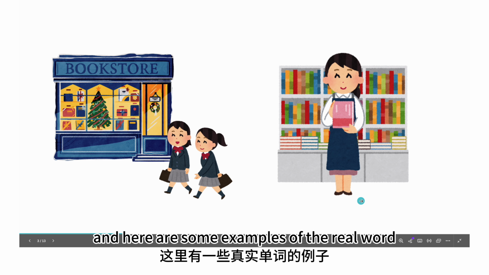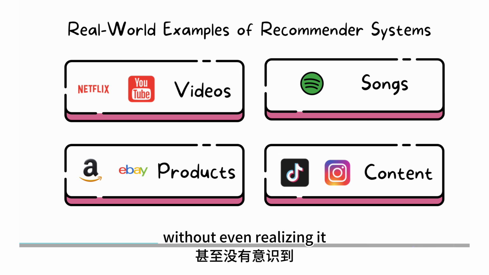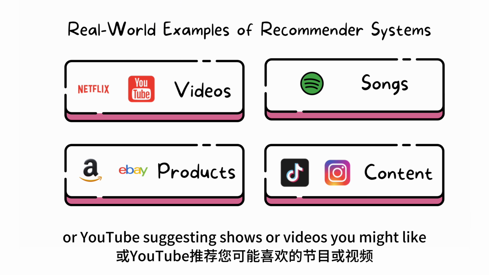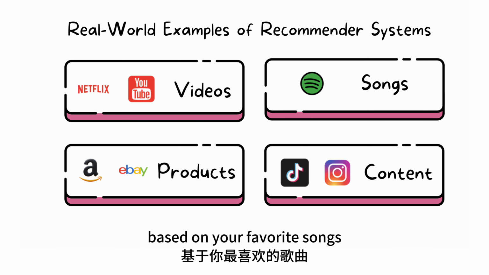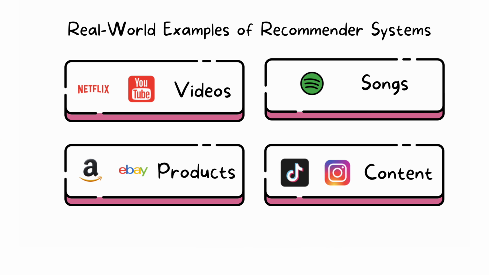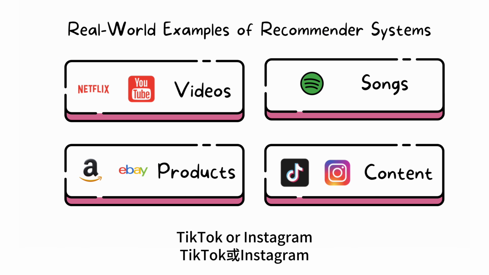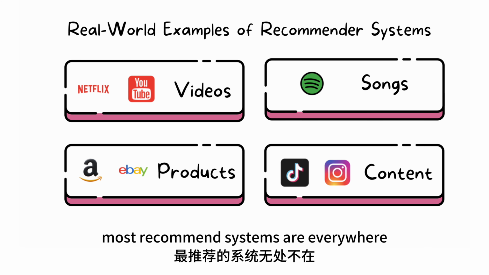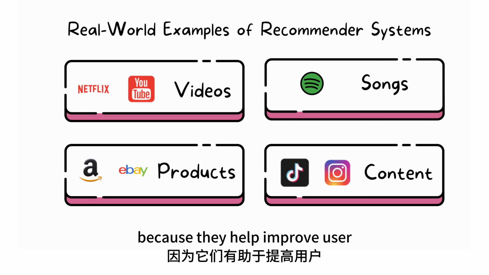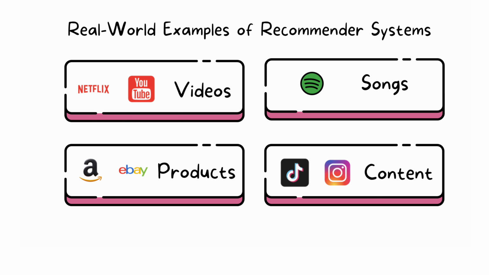And here are some examples from the real world. You probably use recommender systems without even realizing it. Netflix or YouTube suggesting shows or videos you might like. Spotify building a daily playlist based on your favorite songs. Amazon or eBay recommending products that match your recent searches. TikTok or Instagram showing content that aligns with what you engage with most. Recommender systems are everywhere because they help improve user experience and drive engagement.